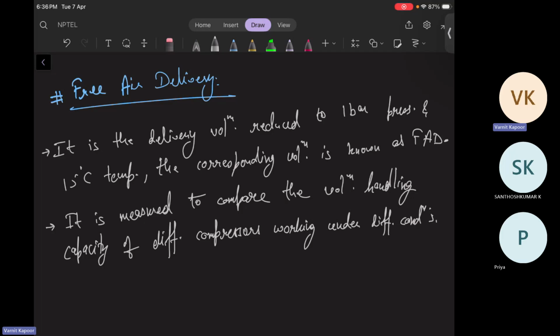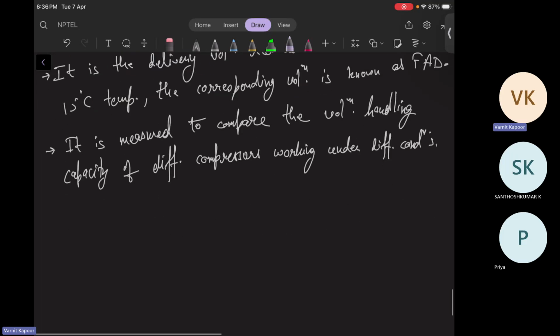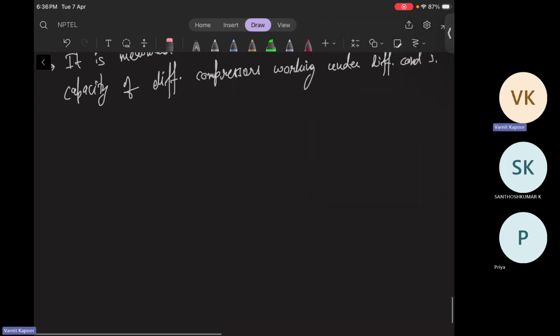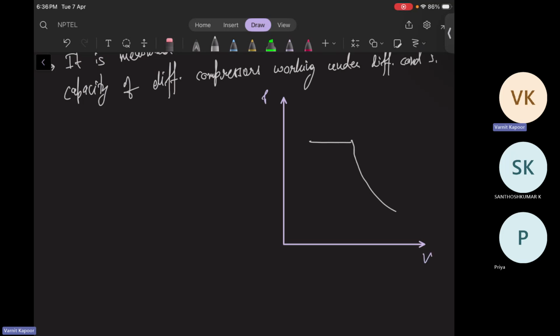Okay, working under different conditions. So let us make a pressure volume plot for the reciprocating compressor with the clearance volume. This is PV: 1 to 2 compression, 2 to 3 exhaust, 3 to 4 expansion, and 4 to 1 suction. Points 1, 2, 3, 4.